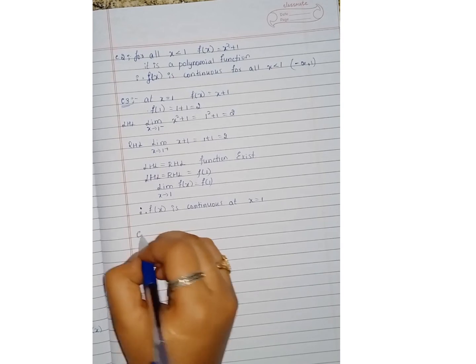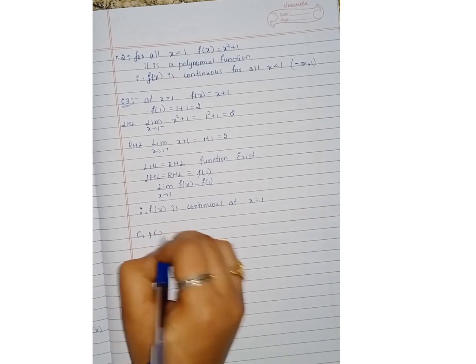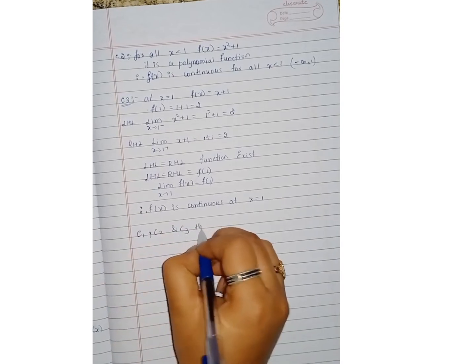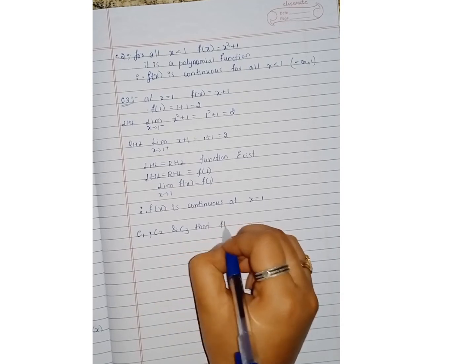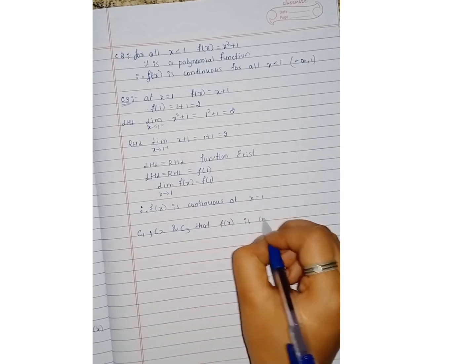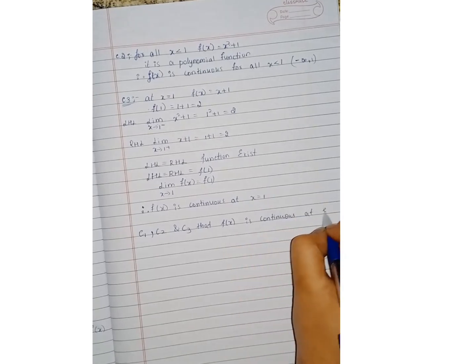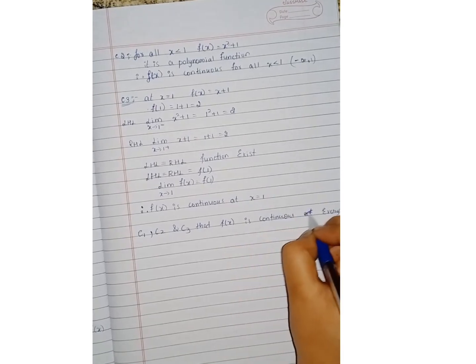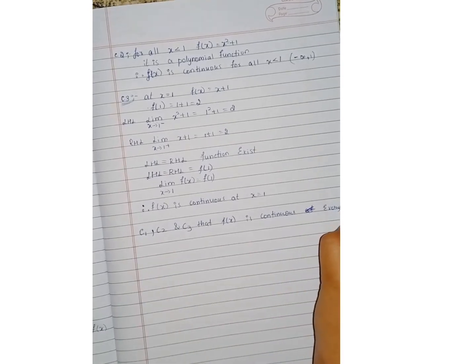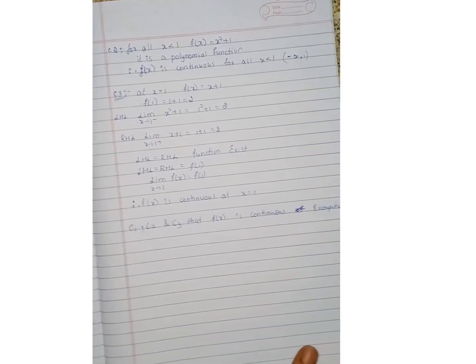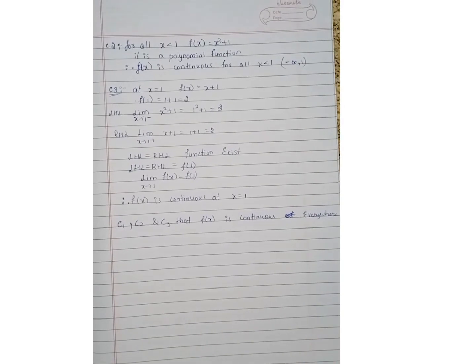So we can conclude from case 1, case 2 and case 3 that the function f of x is continuous at every point. There is no discontinuity for this function. It is continuous everywhere.